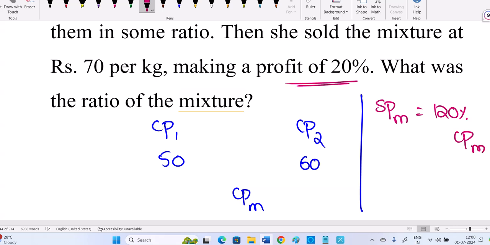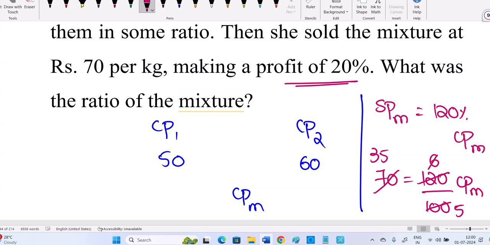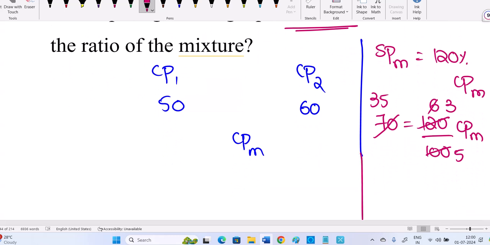Because they said profit on the selling price of the mixture is equal to 120% of the cost price of the mixture. 120% because they mentioned 20% profit in the question. So the selling price they gave is 70. 120% means 120 divided by 100. You need to calculate the cost price. If we cross multiply, we get the cost price is nothing but 35 into 5, 175 divided by 3.